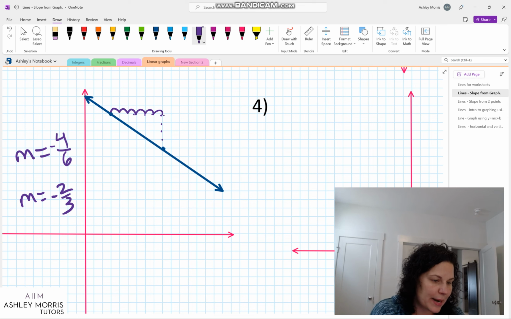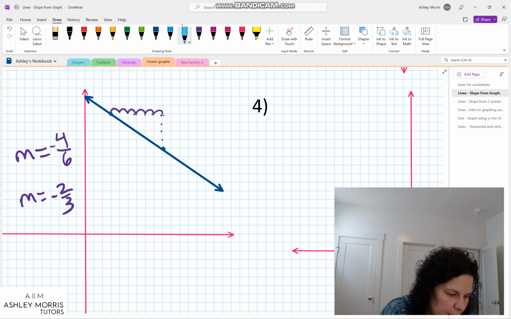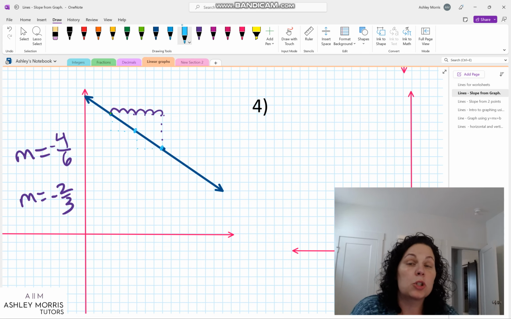And when I was saying about how the slope never changes, let's see if I drew this line really well. Let's start from here. So negative slope means I can go down and right. 1, 2, 1, 2, 3. So the slope never changed.